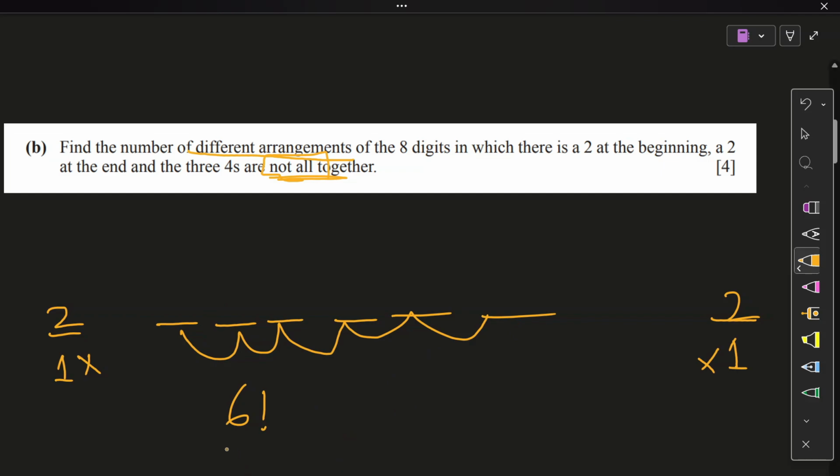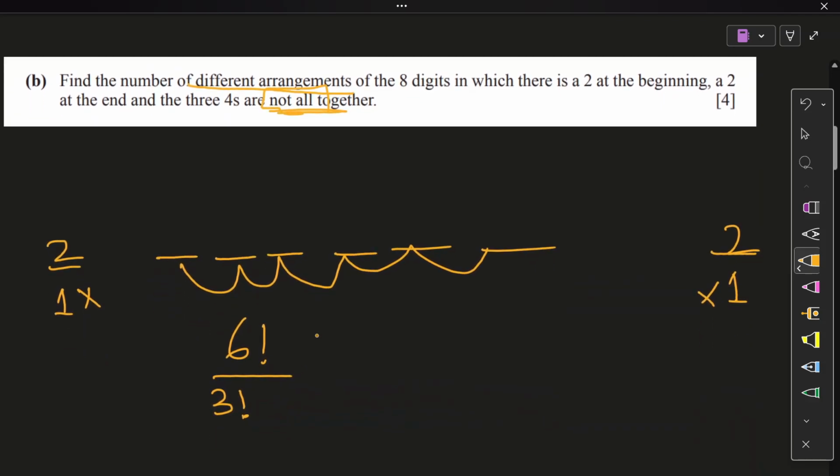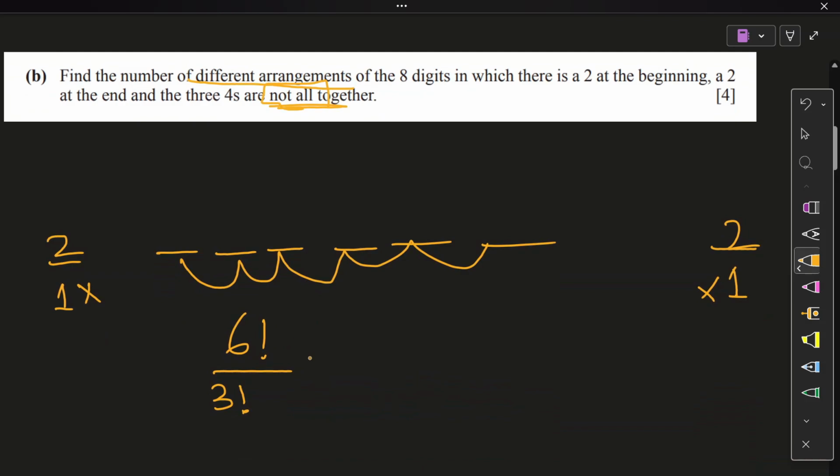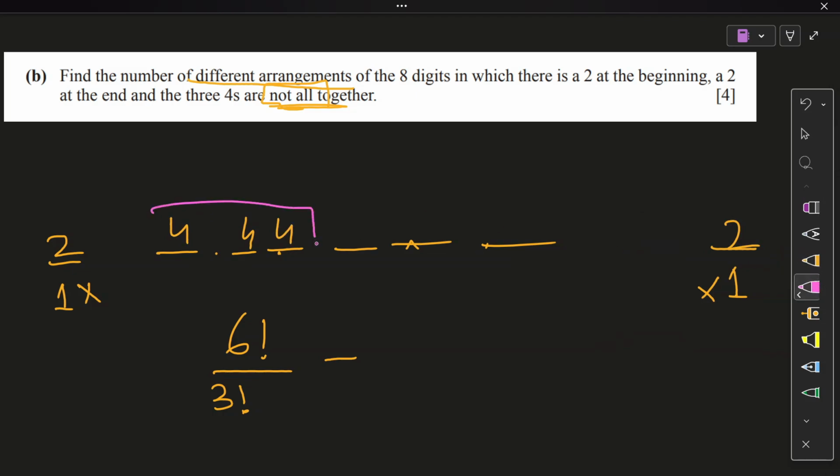So 6 factorial divided by anything that repeats. What repeats? Three fours repeat three times, right? And no twos will be repeating because twos are not in this 6 factorial, right? And three fours are repeating. So that's the total arrangement. Now moving on to find a not all, to satisfy the not all condition, what do we do? Total arrangements minus the arrangements when they were all together. So all fours being together, what would that look like? Let's get the scenario. All fours being together. So one, two, three, that's three fours. Box that up. There we go.